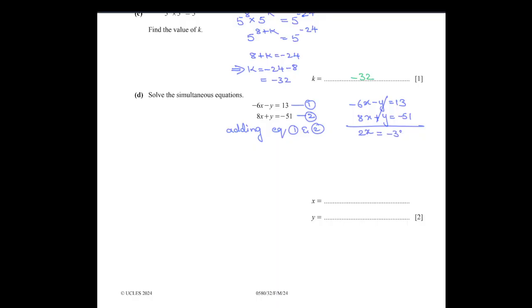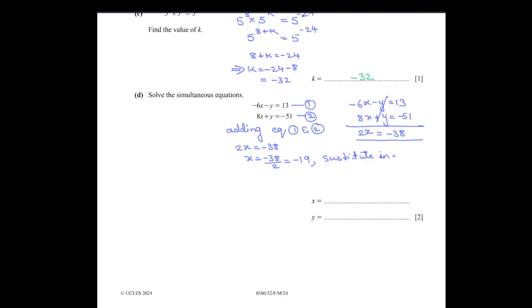Minus 38. Now using this, find out the value of x. 2x is equal to minus 38, so x is equal to minus 38 by 2, which is minus 19. Now we got the value of x. Substitute it in an equation.